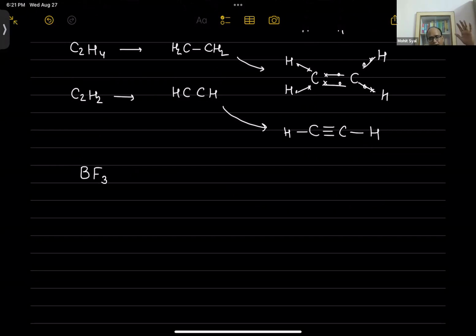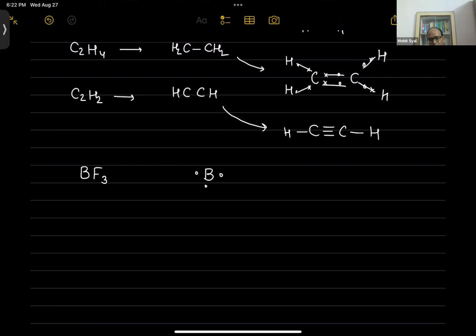So boron is the 5th atom, with 3 valence electrons and two in the inner shell. It needs to complete its octet. It needs to have 8 electrons, but it is having only 3 electrons.